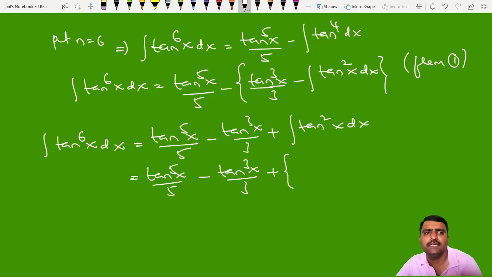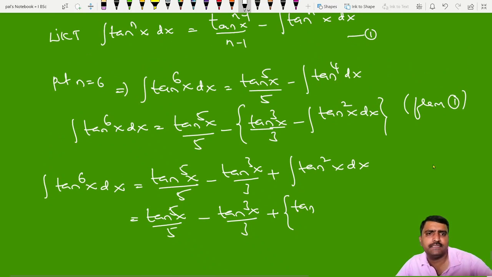again from 1 take n is equal to 2 here. In equation 1, take n as 2. What happens? So then it is tan to the power 2 minus 1. Tan to the power 2 minus 1 is tan x. Tan x divided by 2 minus 1, that is 1, minus integration of tan to the power 2 minus 2. 2 minus 2 means 0. Tan to the power 0x dx. Close this bracket.